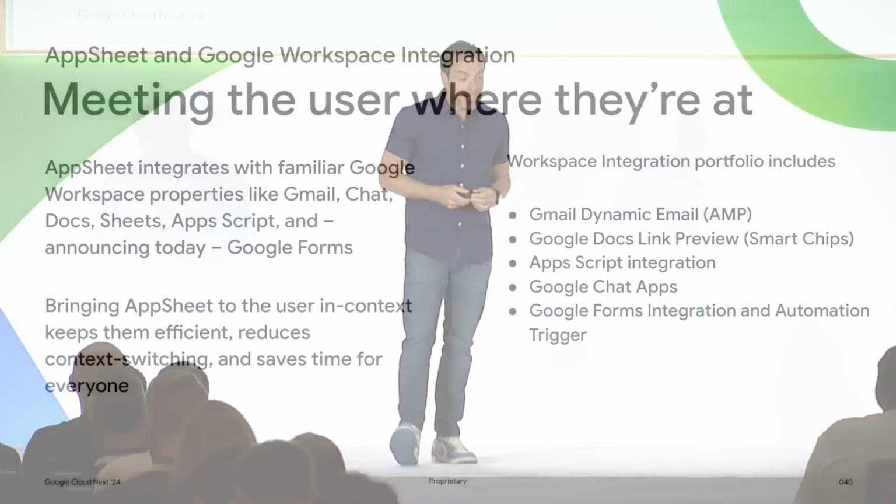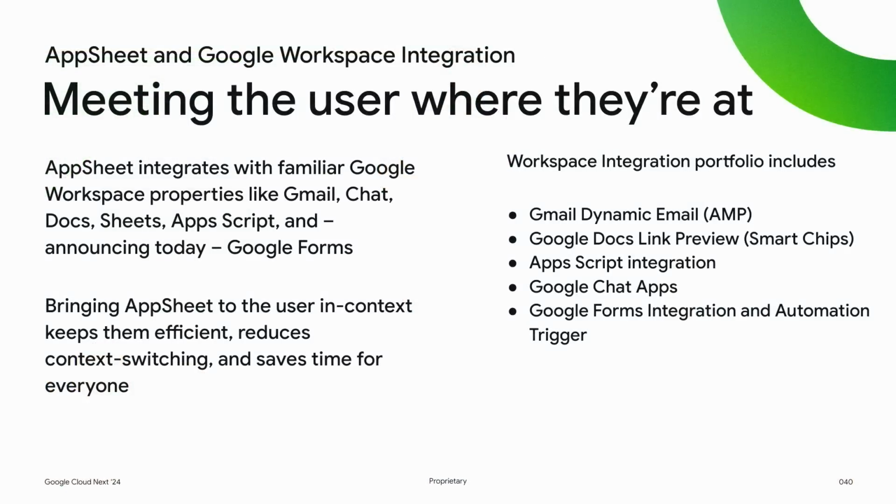In AppSheet, we understand that we are a platform to allow people to build apps that ultimately are helping people do a task or a job, and that is our passion. Towards that end, we do strive to meet the user where they're at. This includes a variety of Workspace properties available today. We'll do a quick survey of that, and we have some announcements in this space. Gmail, Docs, Chat, AppScript, and announcing today, and that we'll see a demo of here shortly, Google Forms.